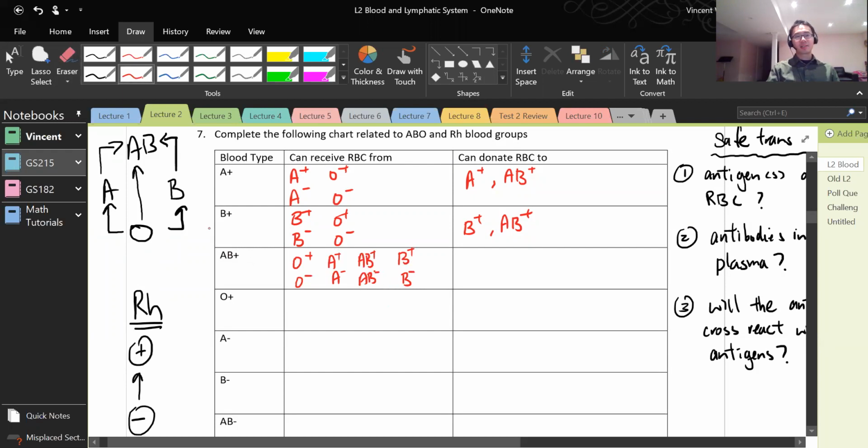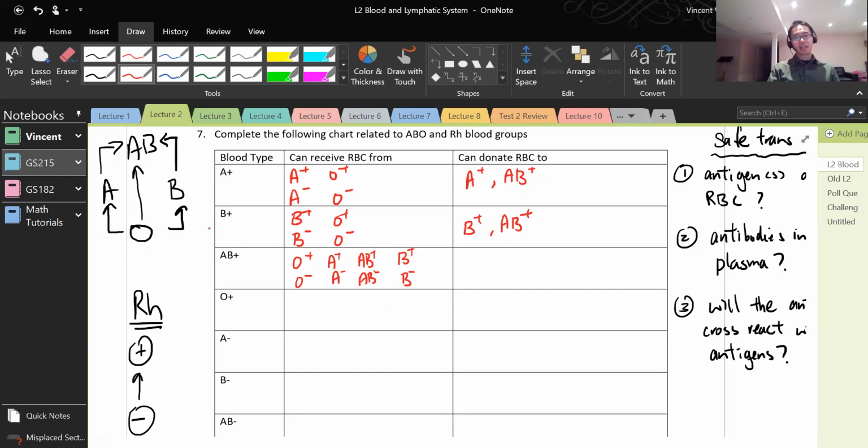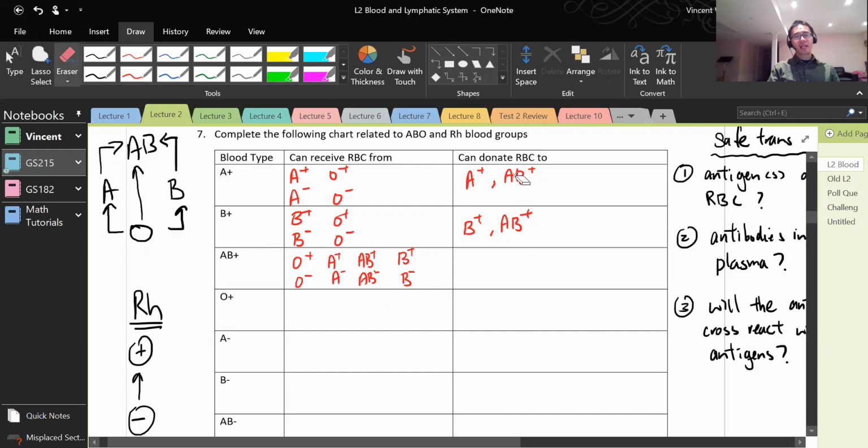Okay, so if you're AB positive, you've hit the jackpot. You can receive blood, RBC, red cells from everybody. I'm AB positive, I hit the jackpot. Who can you donate it to? Just other AB positive. Okay, no one else. Is that clear?